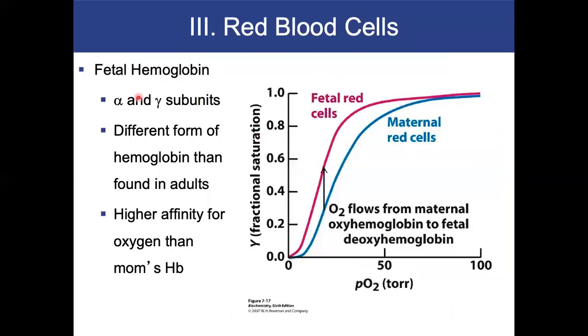Okay, so fetal hemoglobin, we talked about this. It has gamma subunits, a different form of hemoglobin than found in adults, and it has a higher affinity for oxygen than mom's hemoglobin, so it's going to pull the oxygen from the placenta from the mom's side. When the fetus is born, those red blood cells get destroyed because you don't need the gamma subunits anymore, and they get replaced with adult red blood cells.